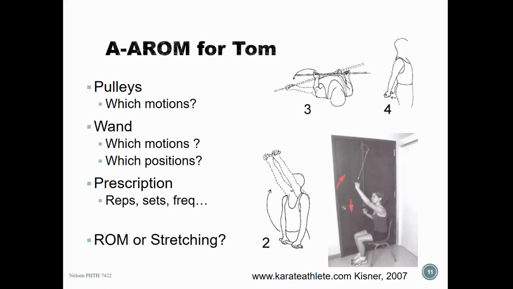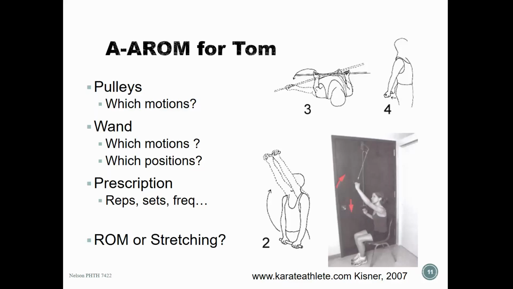As Tom moves along in the timeline from 1 week out to 3 weeks out, we should still be doing 5 to 10 repetitions, but you're doing it frequently to prevent stiffness and to increase nutrition in the cartilage. Now note, we're doing range of motion. So very often we confuse range of motion and stretching.